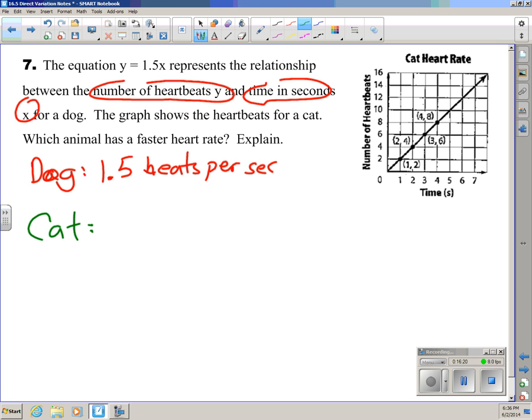Can you find the cat's heart rate? Pick one of the points. You can pick them all. They're all going to be the same. Beats divided by time is going to tell me that it's 2 beats per second. Question asks you, which animal has a faster heart rate? Answer, the cat has a faster heart rate.